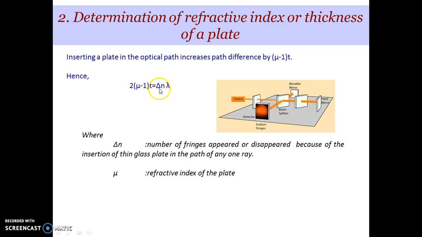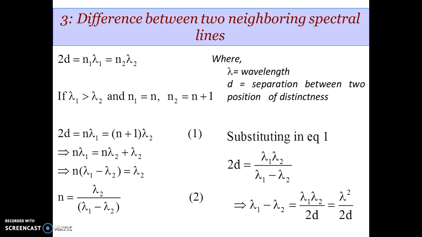That is going to be Δn. So μ is the refractive index of the film, and t is the thickness of the film. By using this formula, you can calculate the thickness, or if you know the thickness, you can calculate the refractive index of the film. The next application is the difference between two spectral lines of the same color.